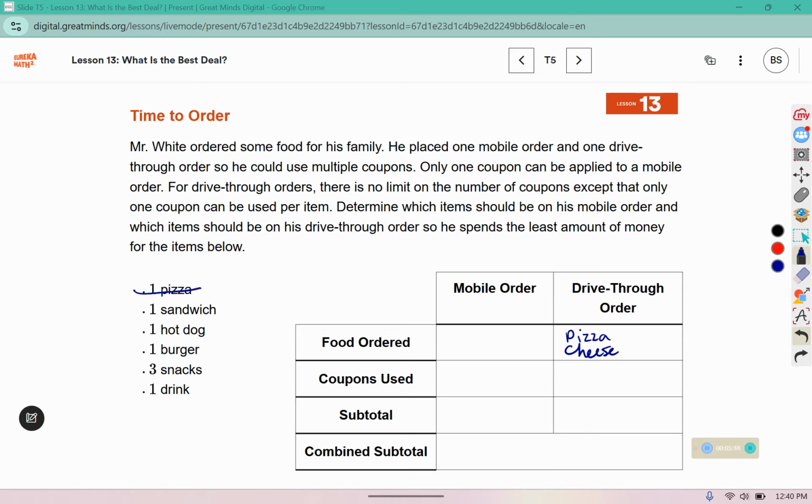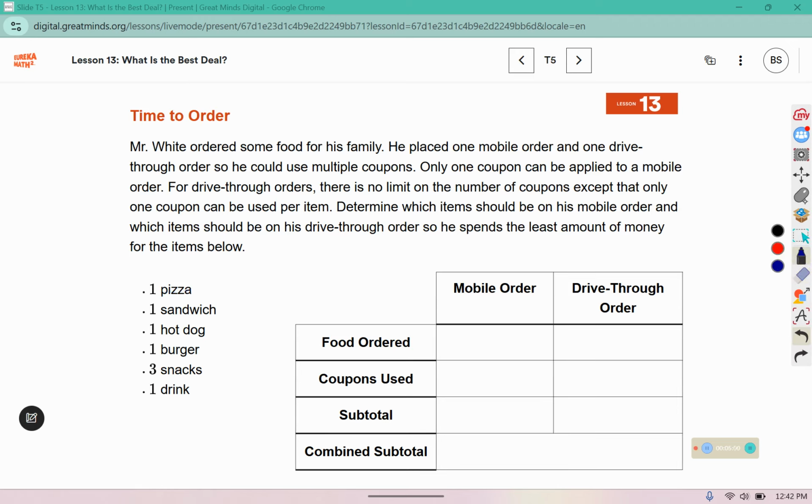Now let's look at possible options for the hot dog. The plain hot dog is $2.50. If I put it in a hot dog combo, I could save $2 off. I could also get 30% off of $2.50, which is about 75 cents that I would save using that method. Or I could get 15% off of one item.